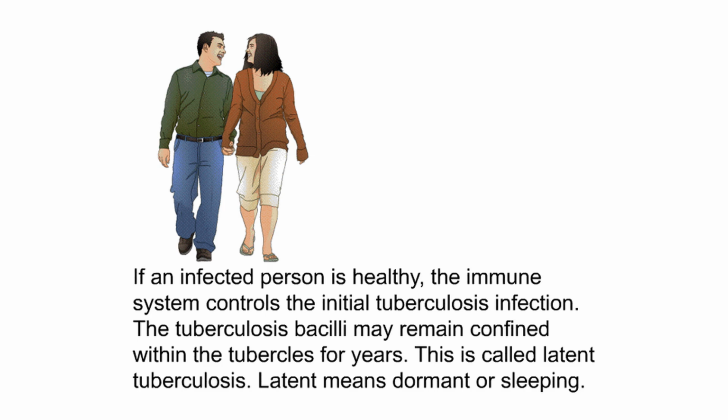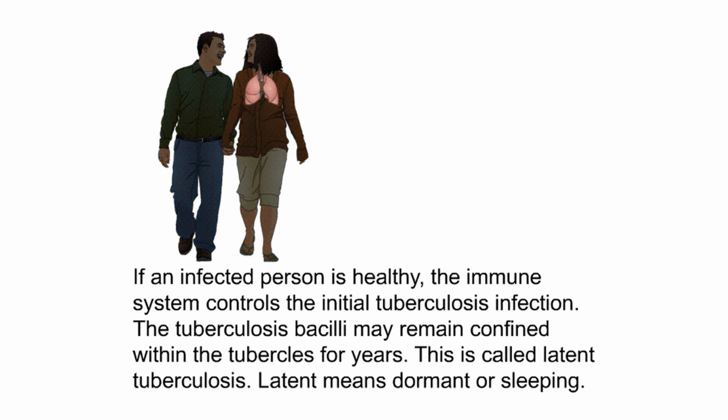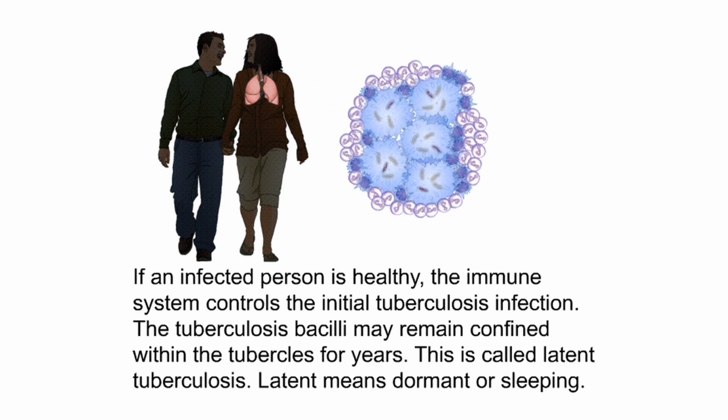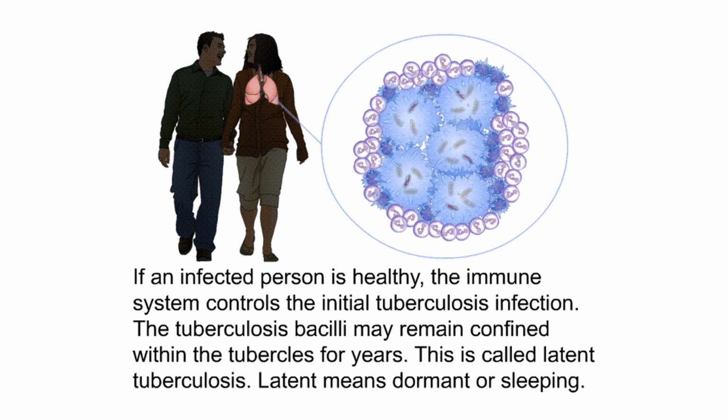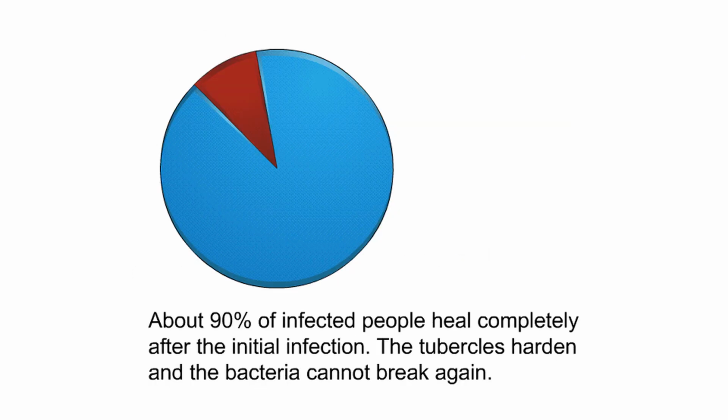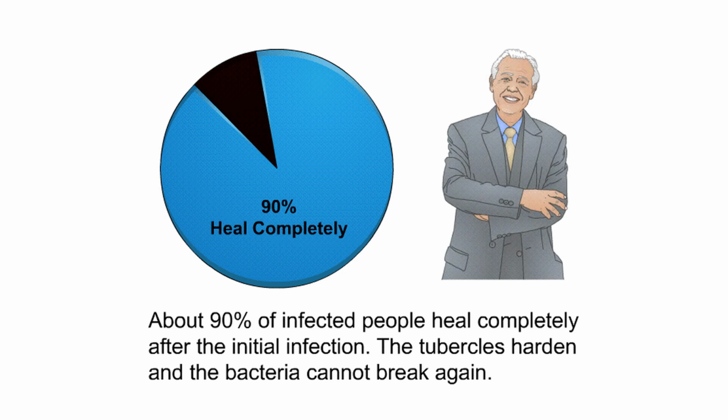If an infected person is healthy, the immune system controls the initial tuberculosis infection. The tuberculosis bacilli may remain confined within the tubercles for years. This is called latent tuberculosis. Latent means dormant or sleeping. About 90% of infected people heal completely after the initial infection. The tubercles harden and the bacteria cannot break out again.